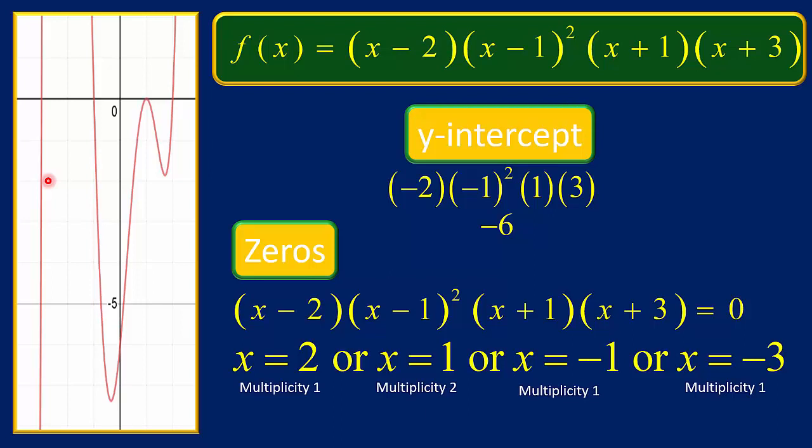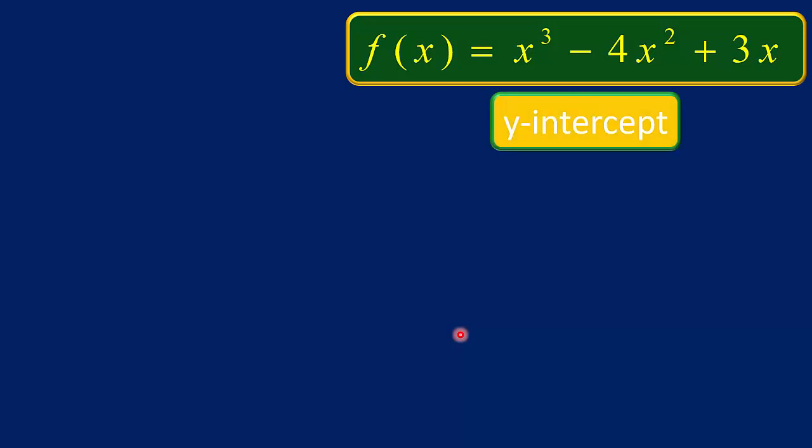But the thing I wanted to point out with this problem was what happens when you have a multiplicity 2. Now let's look at this one. Let's suppose that we have this one to graph. So we want to find the y-intercept. And of course, if you replace all the x's with 0, you just get a 0. So the y-intercept on that one's easy.